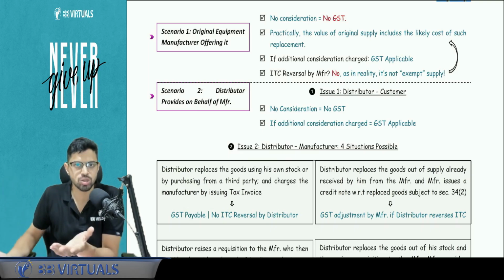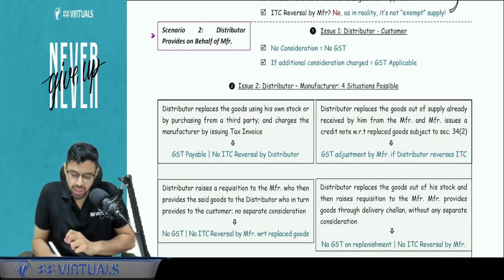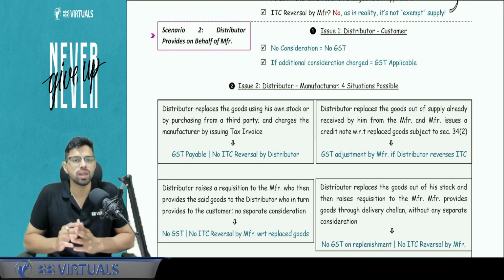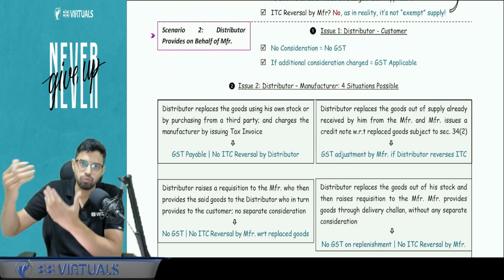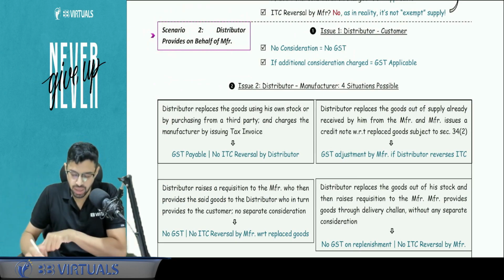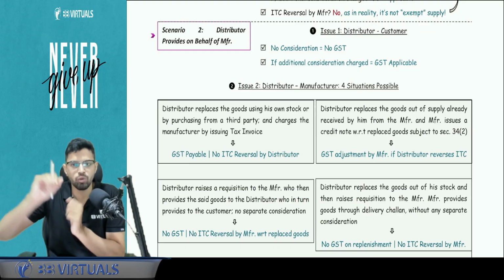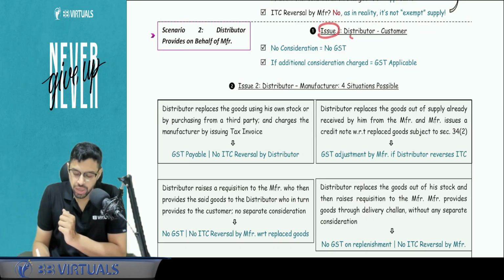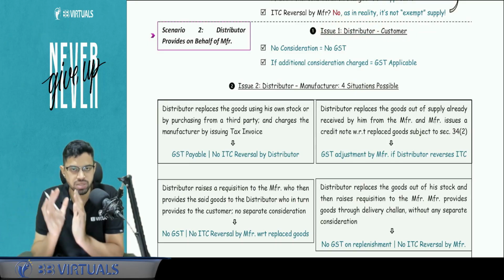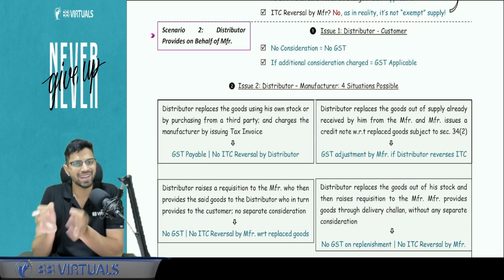So ITC reversal needs to happen. Now scenario number 2, a distributor is involved in the picture. So I buy something from Aditi Enterprises, my example that I will be covering, and Aditi Enterprises has bought from Dell. So issue number one, between distributor and customer, no change.